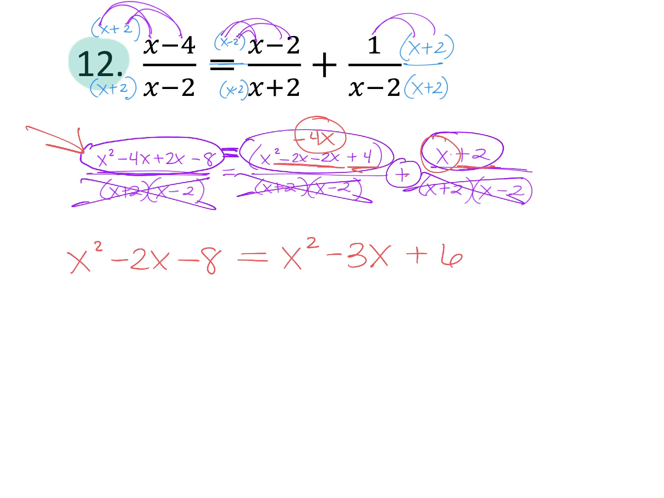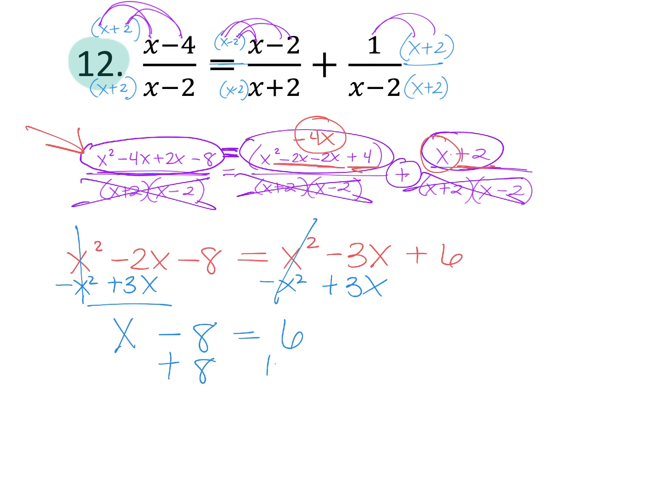So from here, I can take away the x squared, and these go away. I'm going to add 3x to both sides. So this is x minus 8 equals 6. Add 8, and you get x equals 14, if I did it correctly. I did. And that's your answer, right? You're just solving for what is x here.